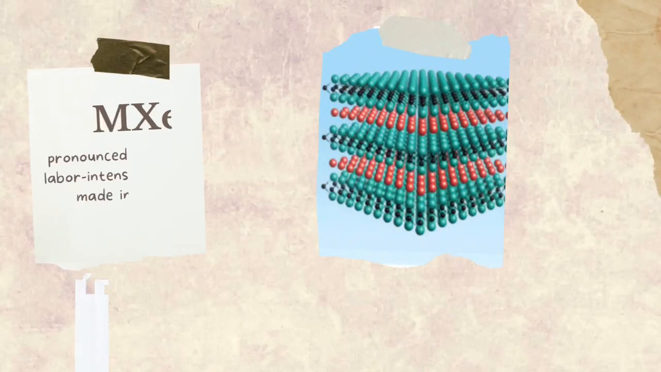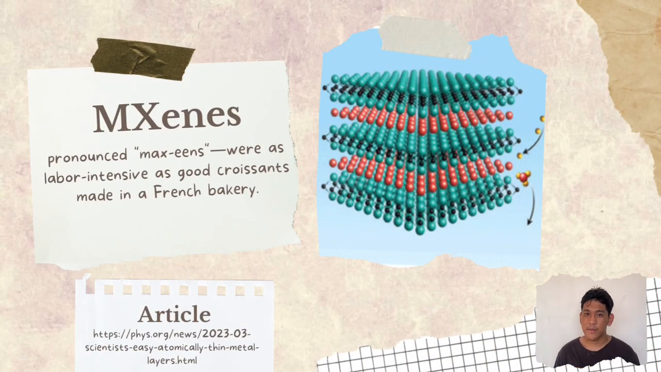Okay, my name is Ahmad Imran bin Ahmad Nizam, and my course is TME. I now want to tell about a new material. Its name is mesh ink. Mesh ink is as labor intensive as a good croissant made in a French bakery.